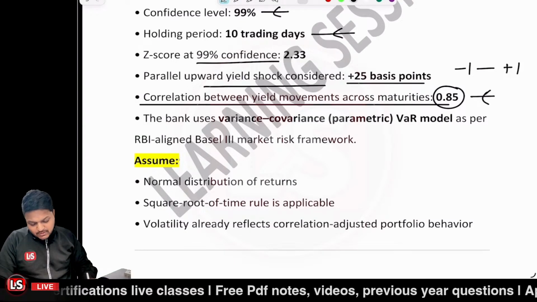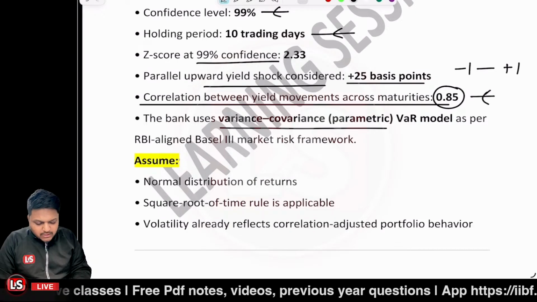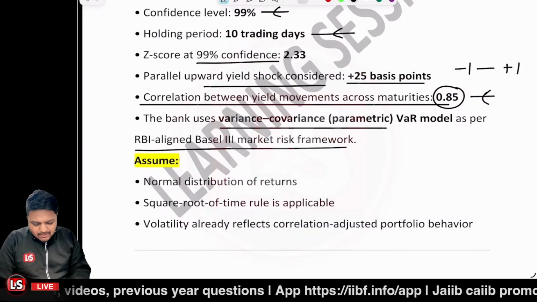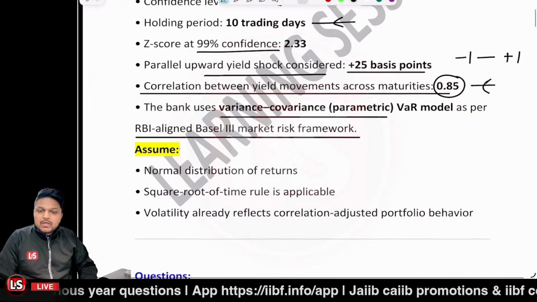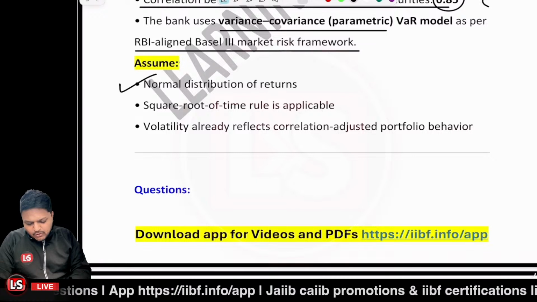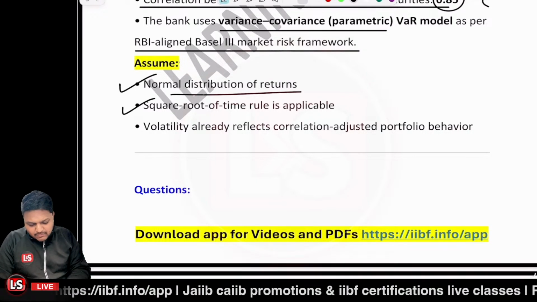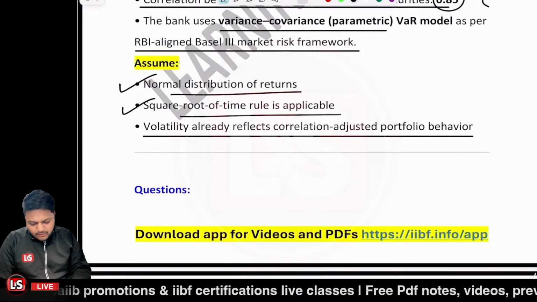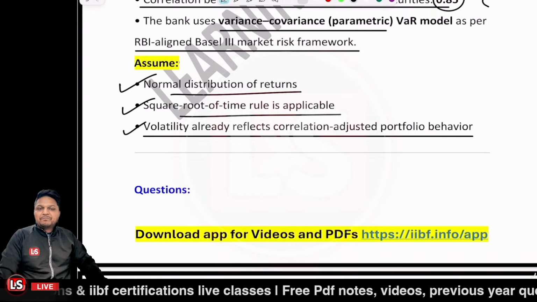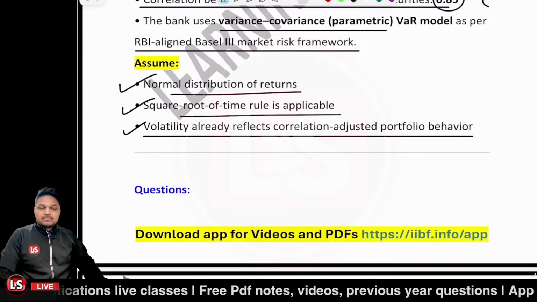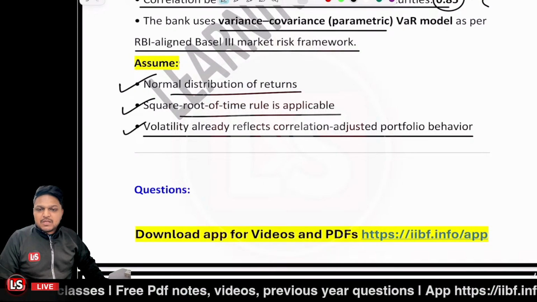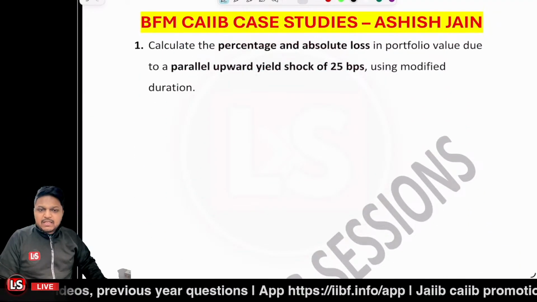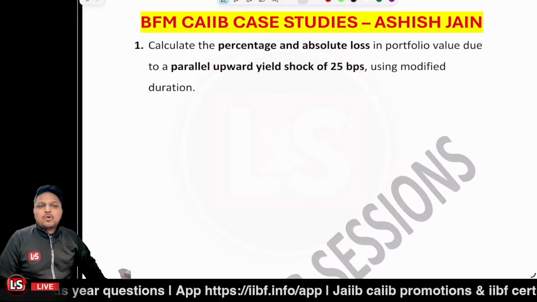And the bank uses a variance covariance, meaning parametric approach, of the VAR model as per the RBI aligned Basel III market risk framework, right? So we have to assume, like in the VAR, that we have the normal distribution of returns and the square root of time rule is applicable, and volatility already reflects correlation adjusted portfolio behavior. So these things are already given to us. This is a complete data set which is available to us, and we have to solve the question for this. So the first question says calculate the percentage and absolute loss in portfolio value.